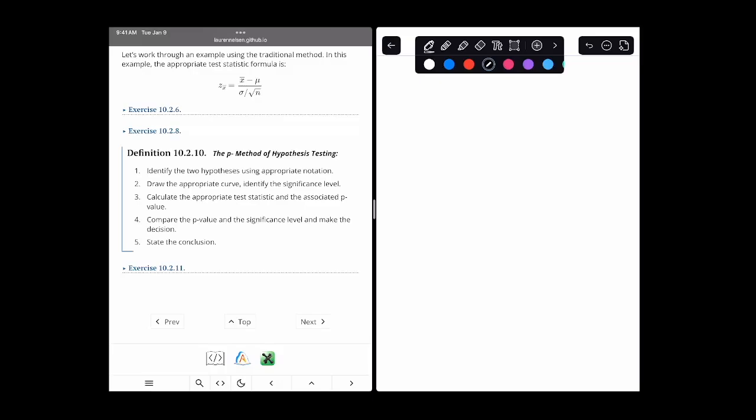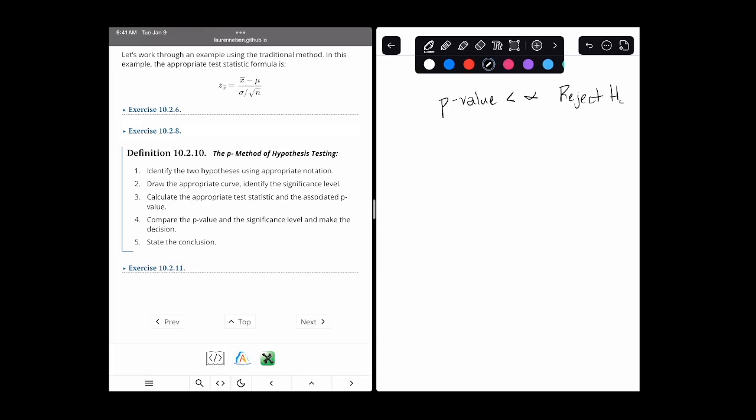Now let's try doing the same types of problems but using the p-value method instead of the critical value method. So the process is mostly going to be the same. The difference is we won't need to find critical values, and instead we'll find the p-value that goes with our test statistic, and we'll compare the p-value to our significance level, our alpha.